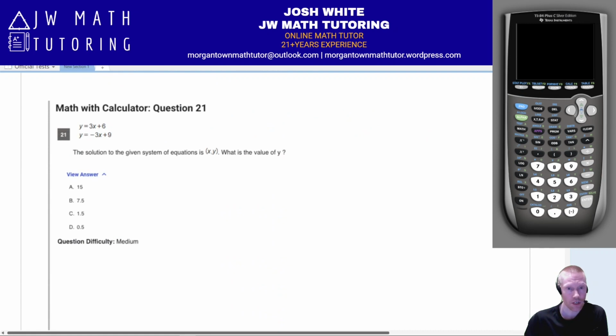All right, next question is a system of linear equations. They only want to know the value of y for this problem. So I'm going to show you, first of all, the very quick and simple, easy way to do this.